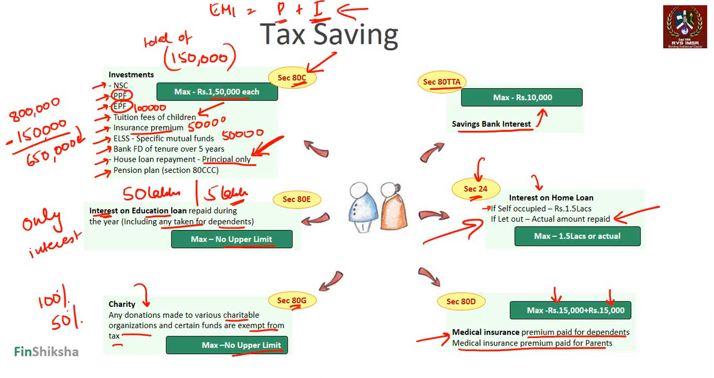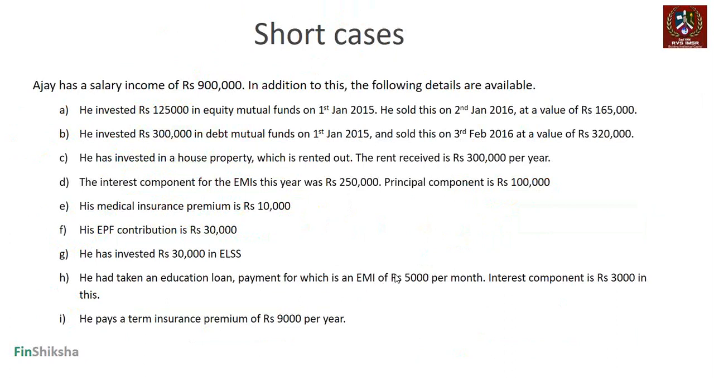It would be interesting if we try and use this entire discussion in terms of actually figuring out what is going to be the impact of all these using a few cases, right? Let's look at a couple of cases. So Ajay has a salary income of 9 lakhs. In addition to this, following details are available, right? Let's understand what's happening here.